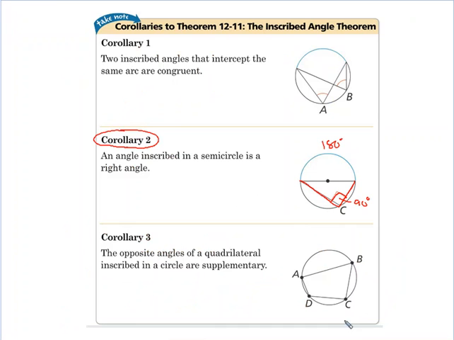So in any inscribed quadrilateral, if I look at the opposite angles, then angle A and the measure of angle C, they're opposite from each other, and they are going to be supplementary. They add up to 180. Similarly with D and B. They also make 180 degrees. And so let's use these now one more time.